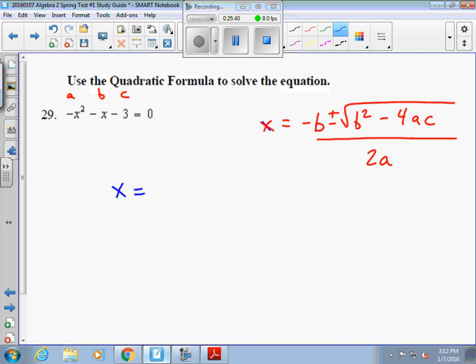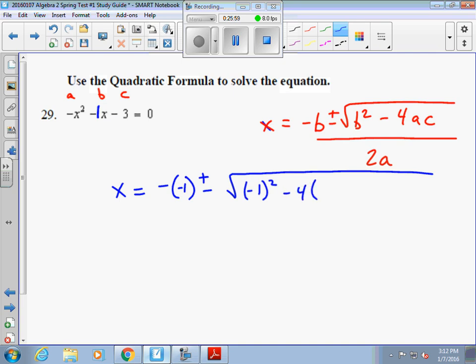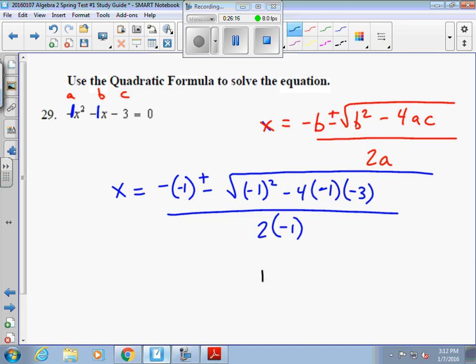X is equal to negative, b's value is negative 1. So it's negative, negative 1 plus or minus the square root of b squared, again, negative 1 squared, minus 4 times a's value, again, is negative 1. So negative 1 times c's value is negative 3. All of that, again, is over 2 times a's value, which is negative 1. So let's simplify the entire thing. Negative 1 squared is 1.